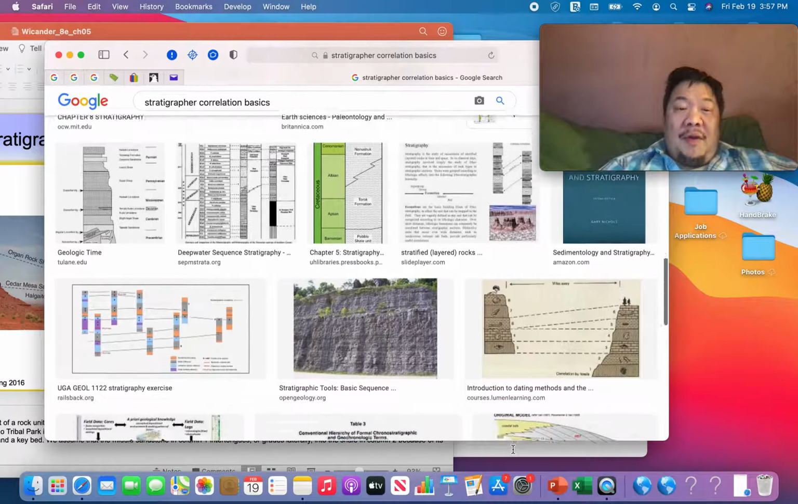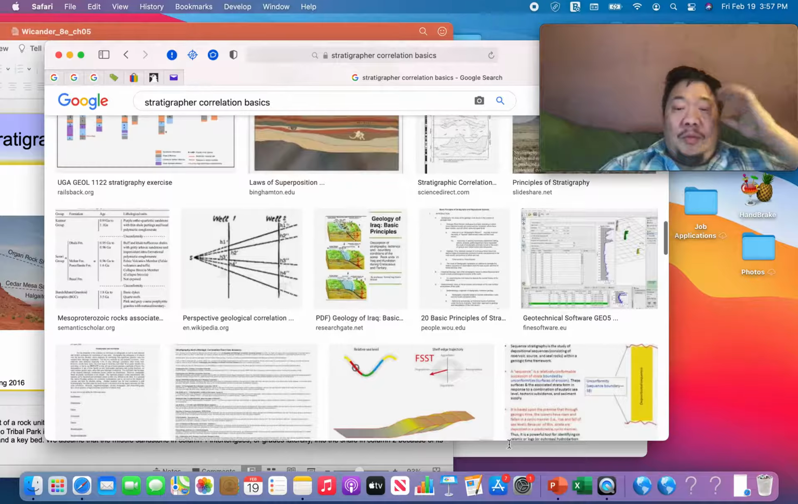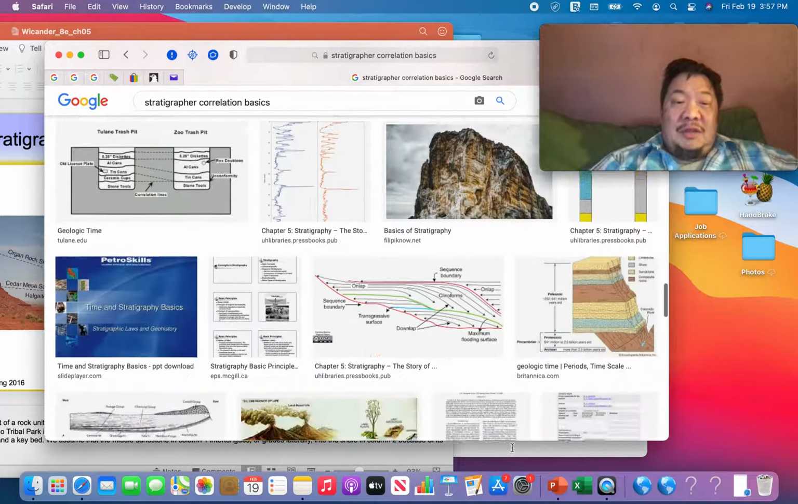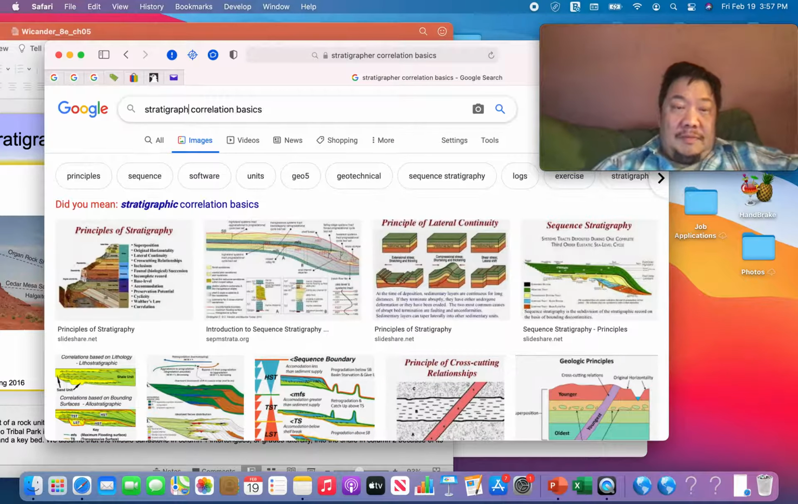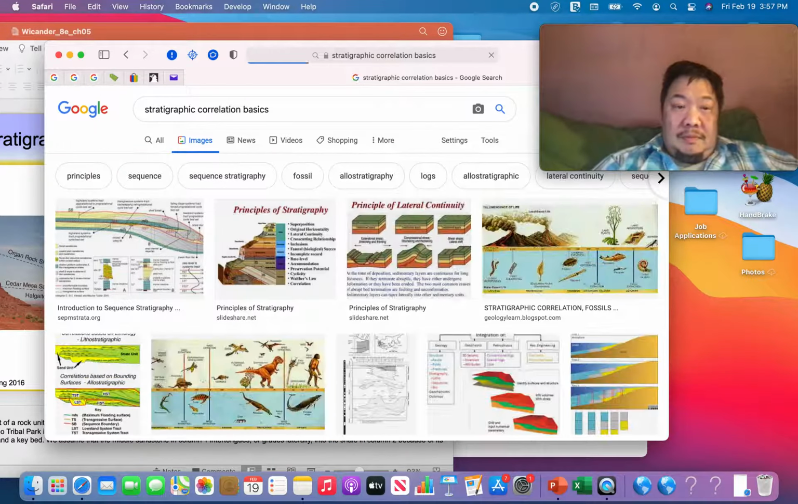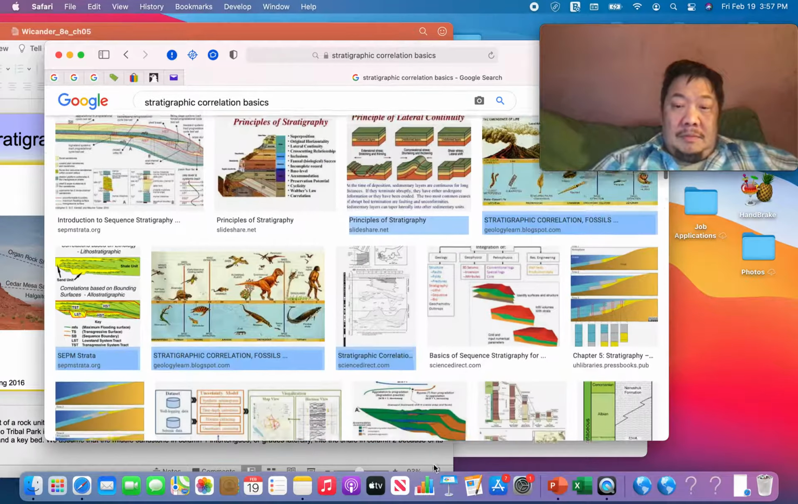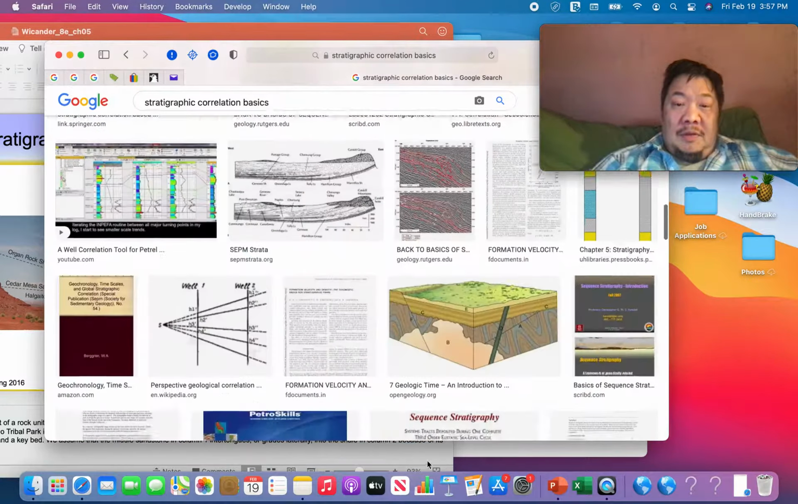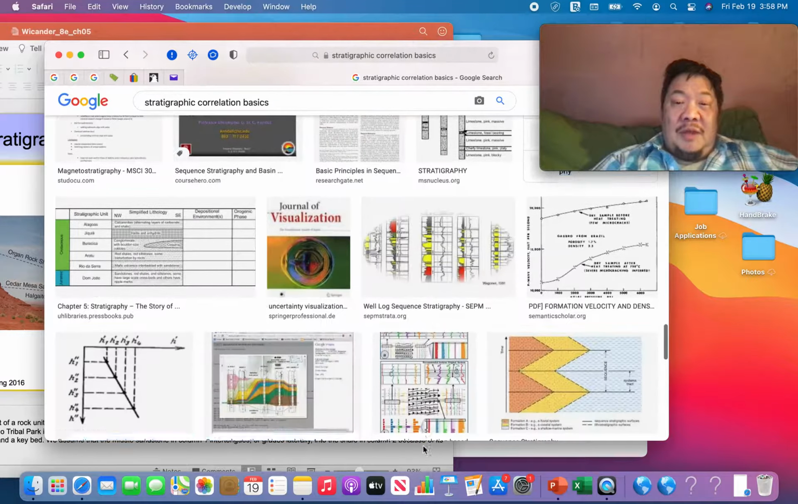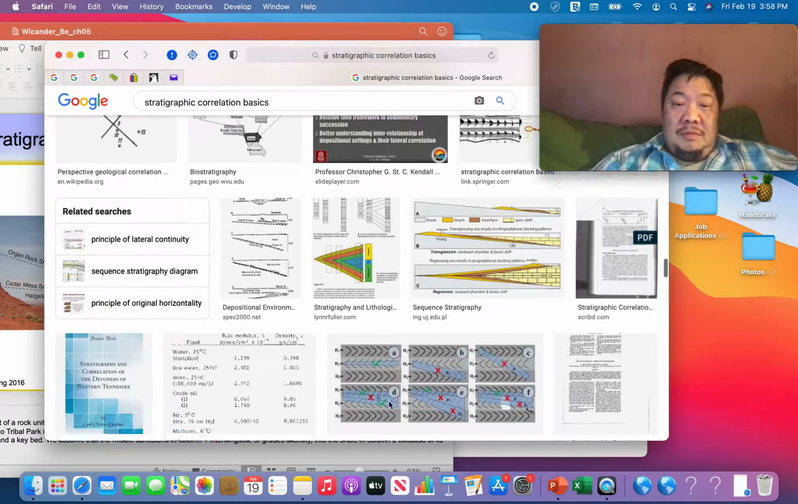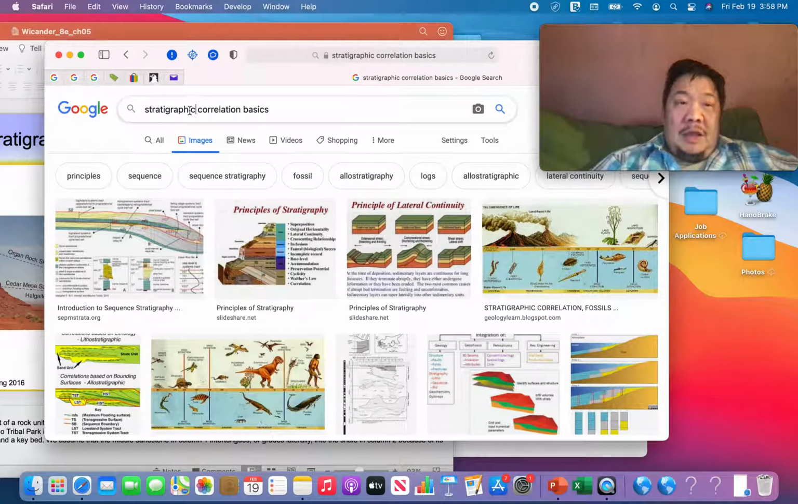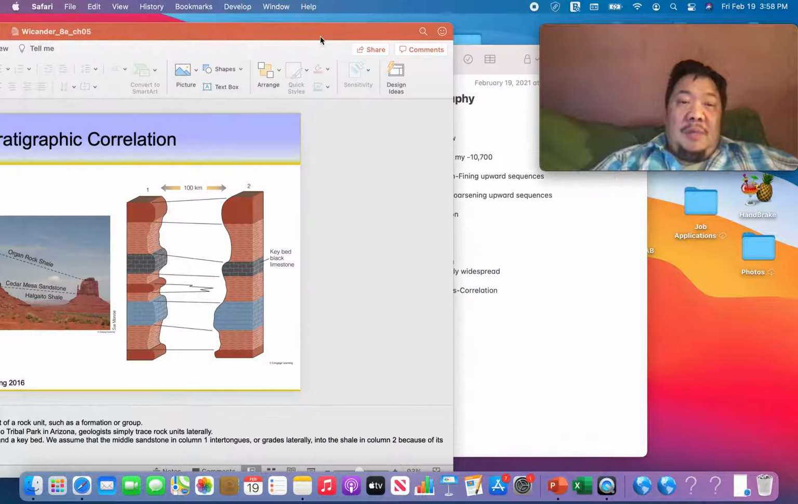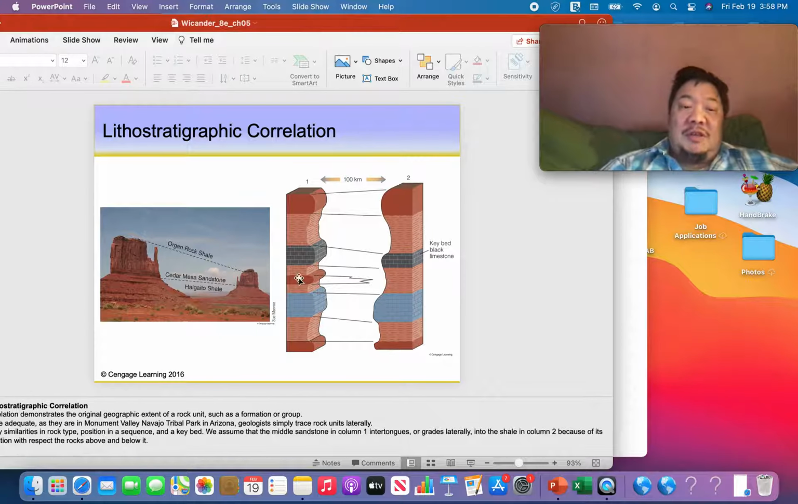So, stratigraphic correlations means finding rocks that are formed at the same time at different locations, drawing those lines in. I don't know if I can get you a good example here. I might have to do that in a later video, but here you can see this is a real simple correlation.